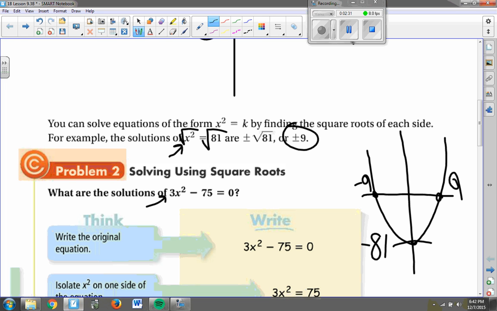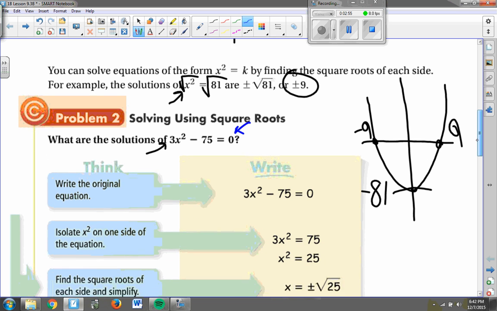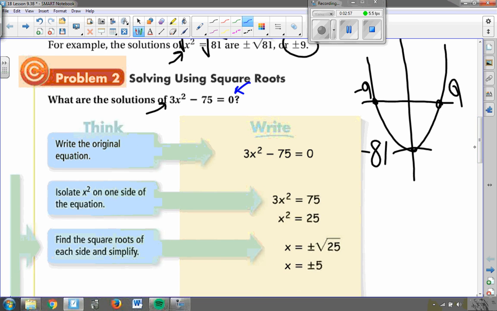They're going to ask you to find the solutions of 3x squared minus 75 equals 0. So we have our quadratic equation equal to 0. That's good. Good first step. It's also in standard form. Good first step. X squared comes first and then our number. Now to solve this for x without using a graph, we just try to get the x squared all by itself and then square root.